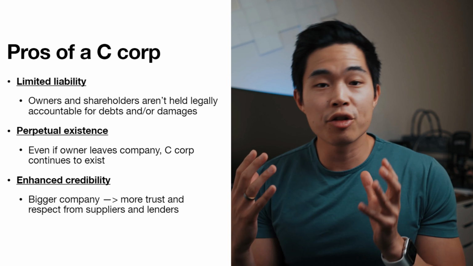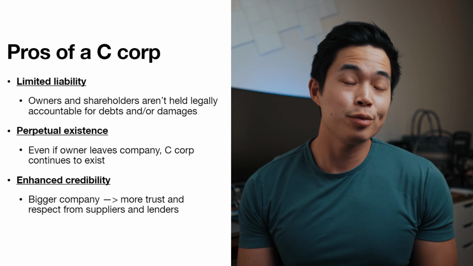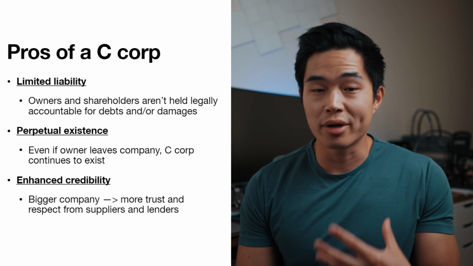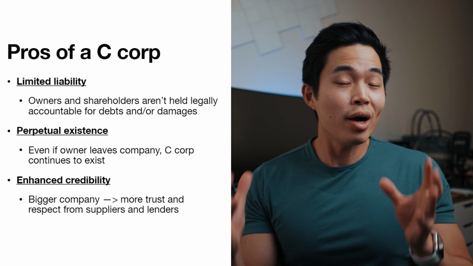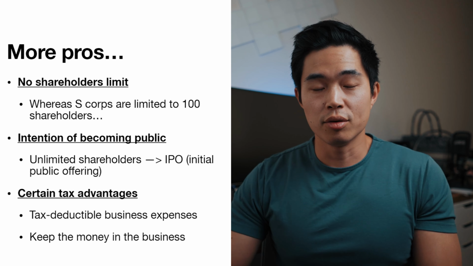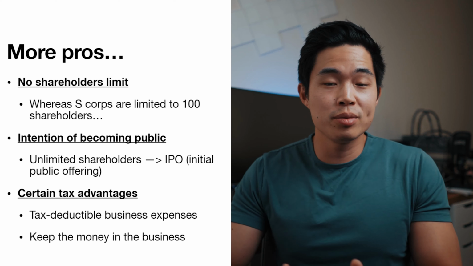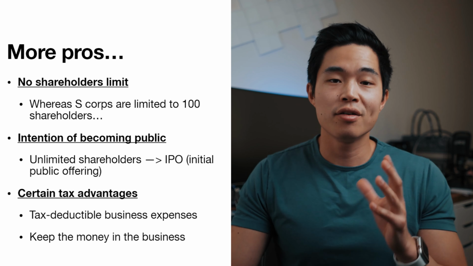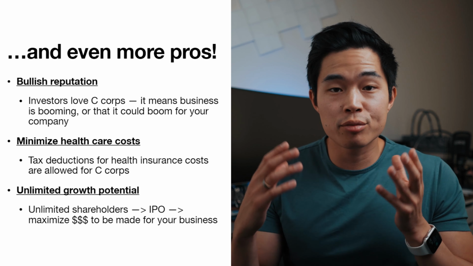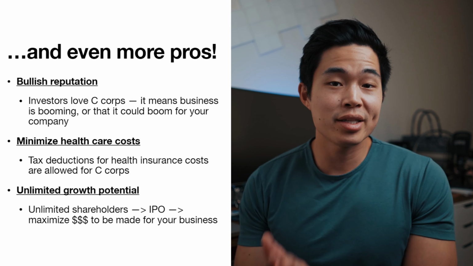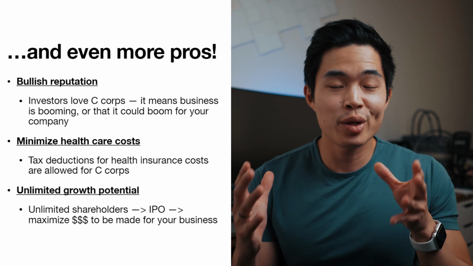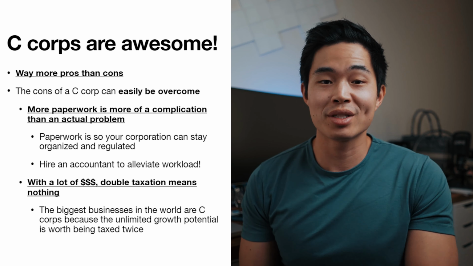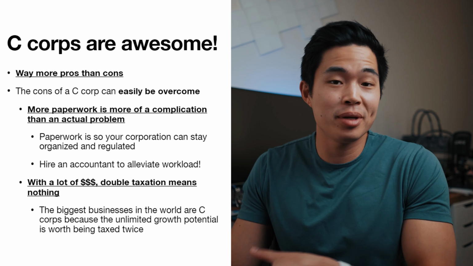We already went through some of the other pros of C Corps, but another added one is credibility. C Corps are way more enticing for investors than S Corps or LLCs, and it just shows investors that you have the intention of growing this company. So along with unlimited shareholders, this means that you can potentially IPO in the future. And of course, there are some big tax advantages for C Corps. C Corps have a really good reputation. They actually allow you to minimize healthcare costs. And of course, it allows you to have unlimited growth potential. So overall, I'd say that C Corps have a lot more pros than cons. And even those cons of C Corps can be easily overcome.